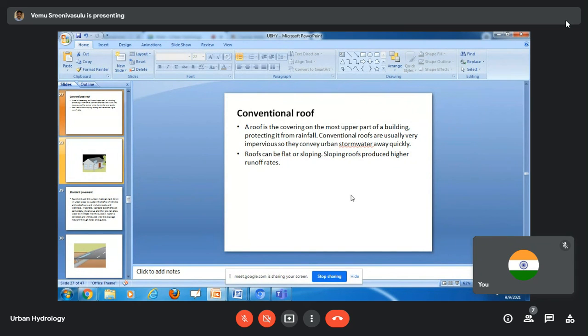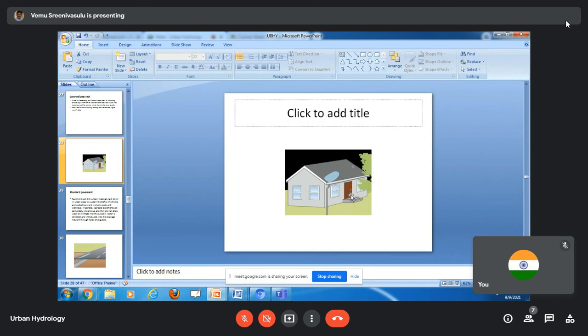A roof is the covering on the most upper part of a building, protecting it from rainfall. Conventional roofs are usually very impervious, so they convey urban storm water away quickly. So roofs can be flat or sloping. Sloping roofs produce higher runoff rates. So this is how your roof will look like.